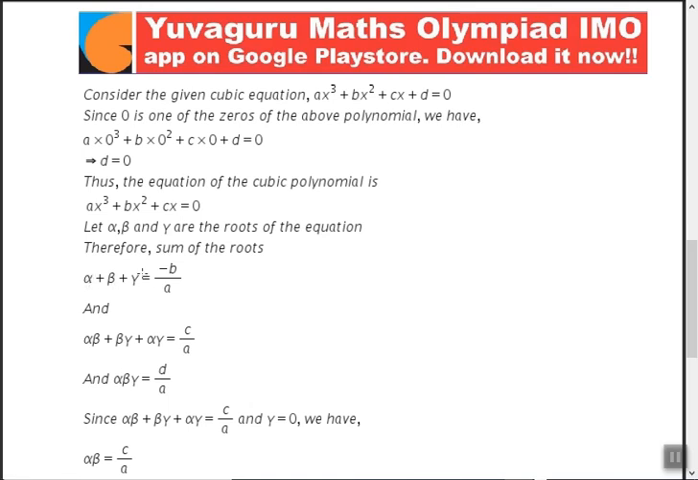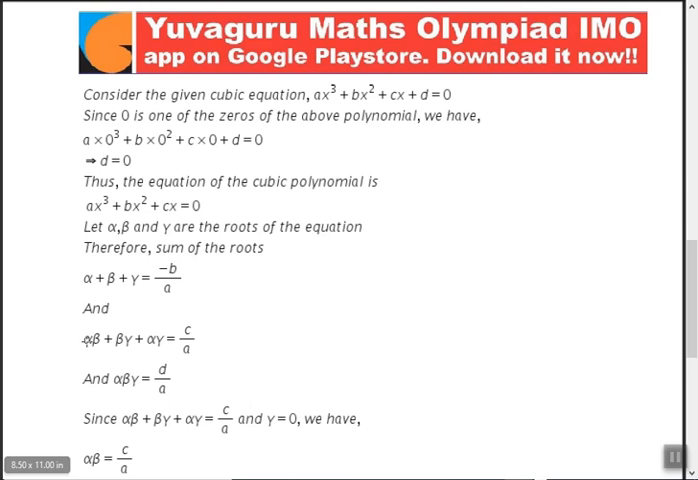Alpha plus beta plus gamma equals minus b upon a. Earlier the degree was 2, so 2 roots, alpha and beta. Here the degree is 3, so 3 roots: alpha, beta, gamma. So alpha plus beta plus gamma equals minus b upon a, same as the earlier one.